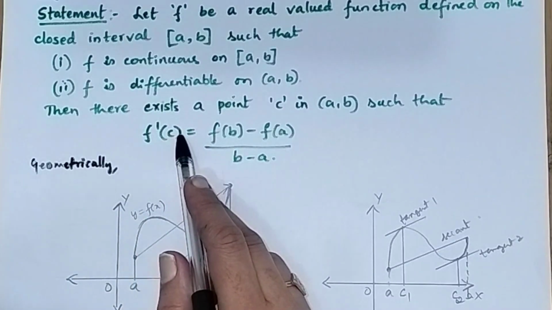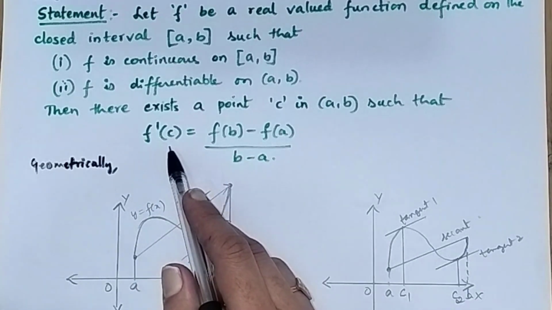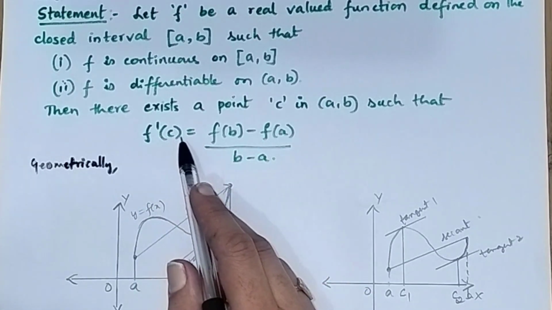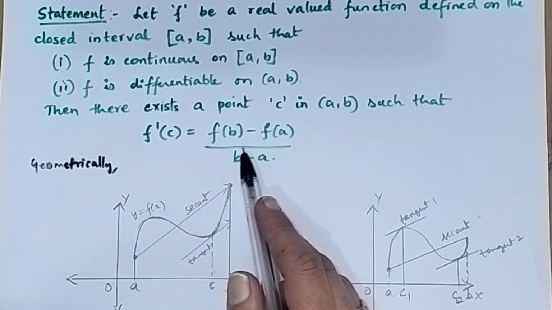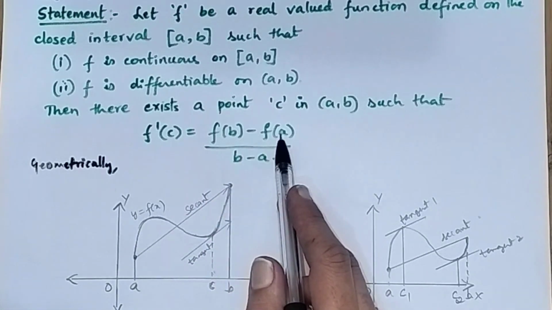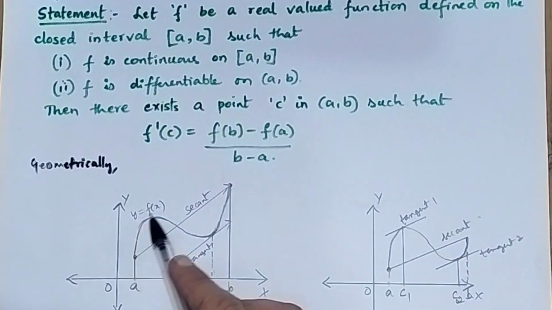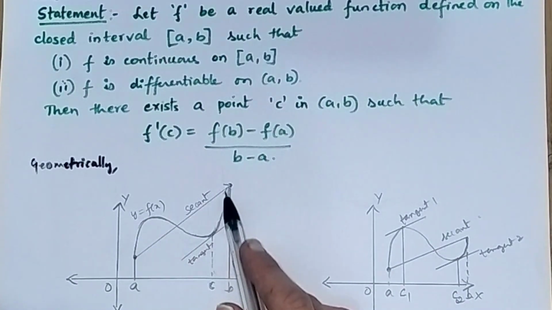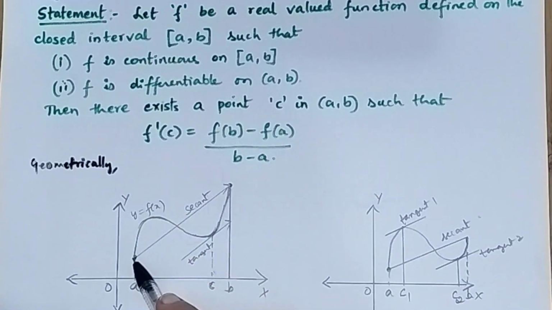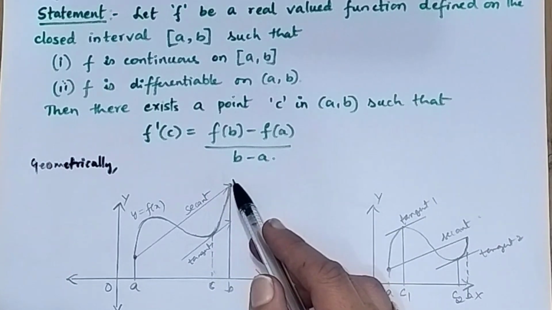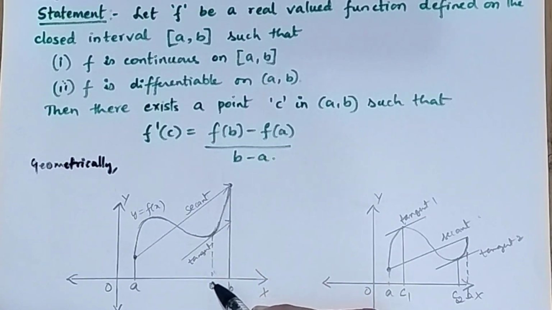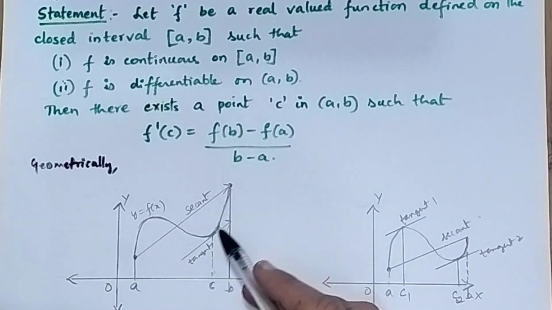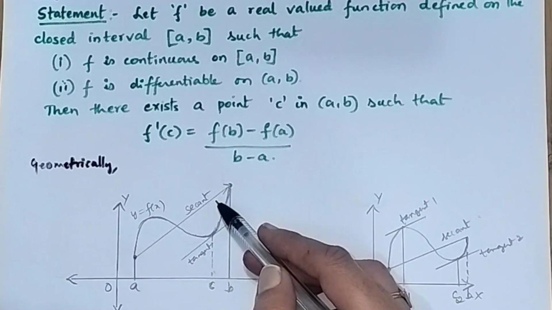Geometrically, f'(c) means the slope of the tangent at the point c. It says that the slope of the tangent equals the slope of the secant passing through the points (a, f(a)) and (b, f(b)). That is shown here. You have an arbitrary function y equals f(x). Endpoints are a and b. Then draw the secant passing through (a, f(a)) and (b, f(b)). Then you can always find a point c at which the tangent is parallel to the secant line.